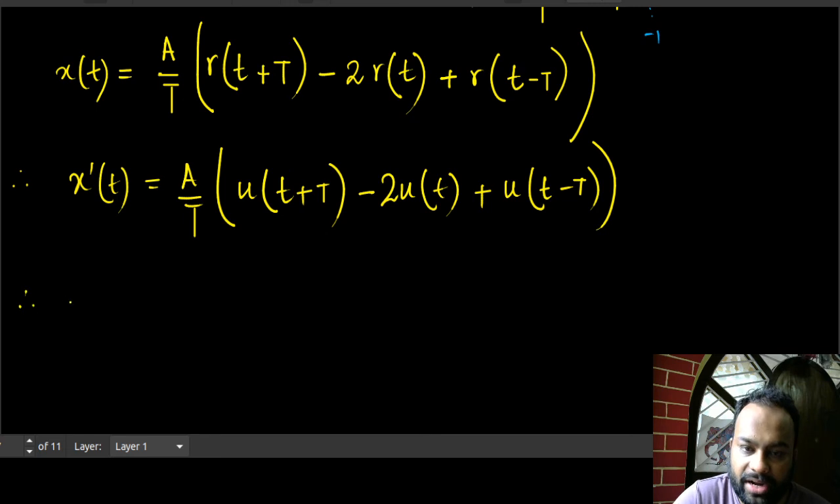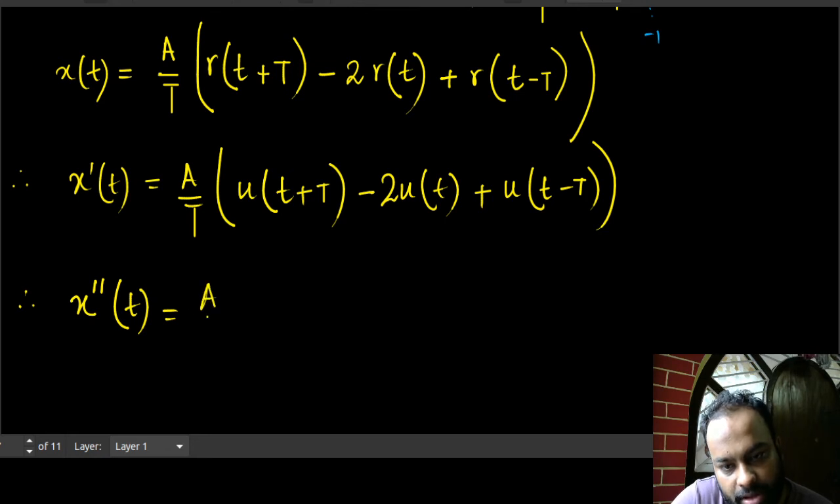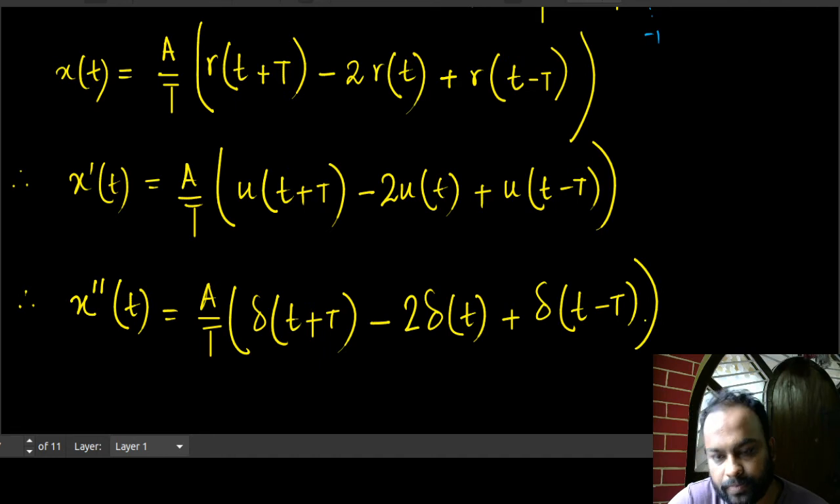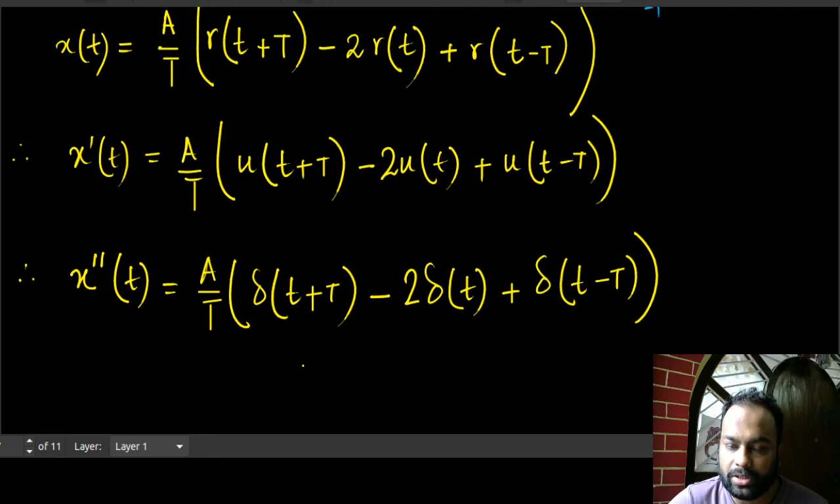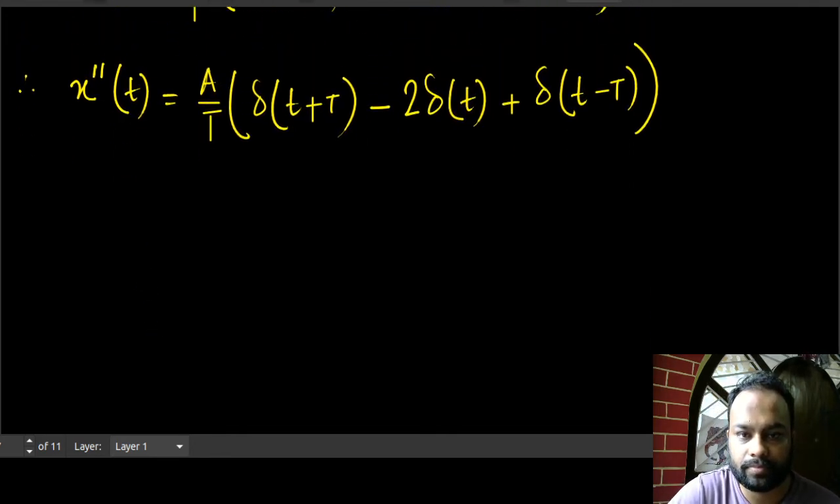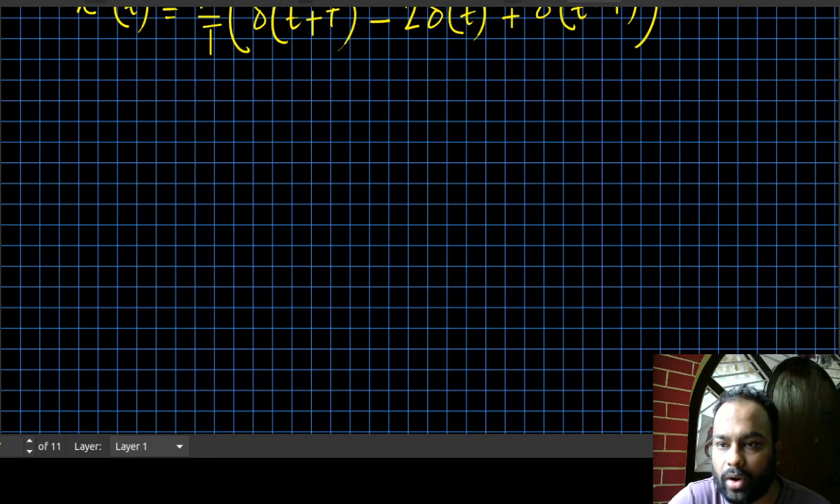And what if I differentiate it once more? So the second derivative, that's d by dt. So u now becomes delta: delta(t+T) - 2 delta(t) + delta(t-T), right? So these are the three signals we have: the original signal, the derivative, and the second derivative. And let me draw all three of them, so that you have a concrete understanding of what we are talking about here.